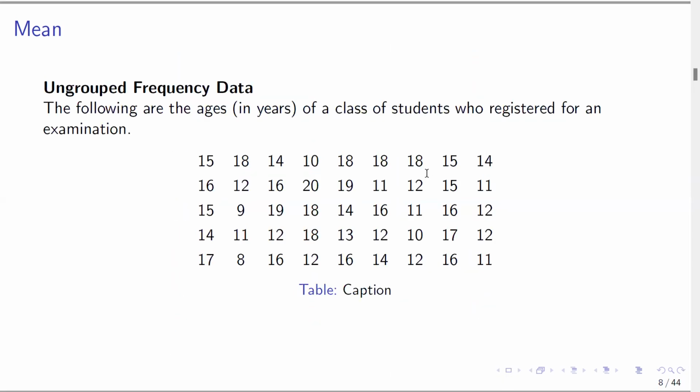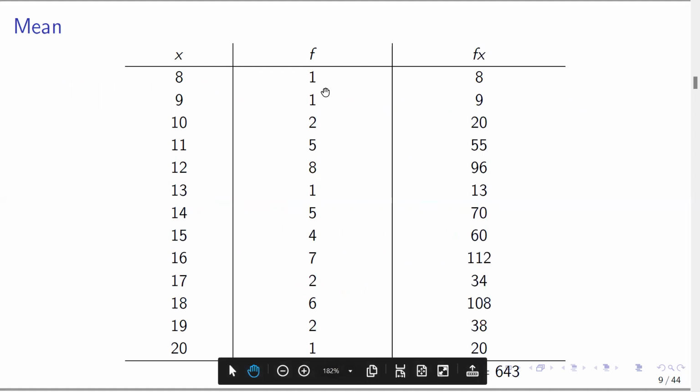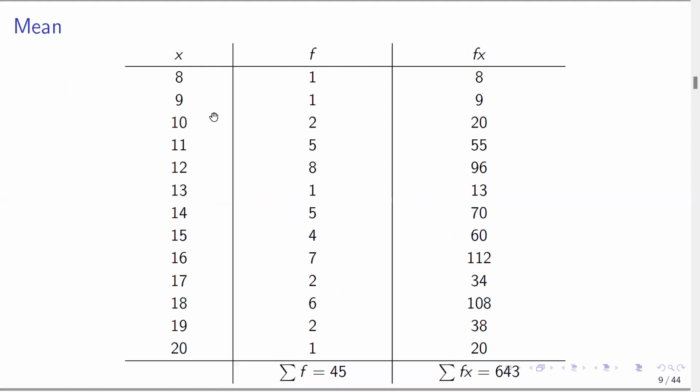We decide to represent this table in a frequency table, all right? So we have our X values, which represents the ages. The frequency represents how many students are 8 years, how many students are 10 years. So from here, we see there's only one student who is 8 years old, 5 students are 14 years old, 7 students are 16 years old, and so on. And the fx here is simply taking the x value and multiplying it by the frequency.